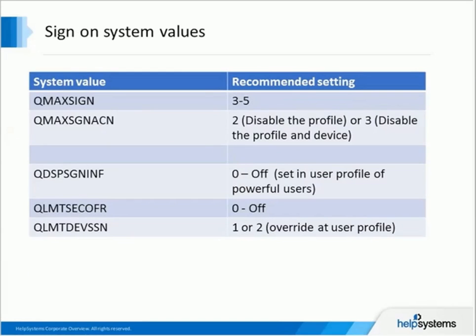Okay, so moving on to some other types of system values. There are system values that allow you to control sign-on. So QMAXSIGN is the system value that says how many times you allow somebody to try to remember their password after they changed it before they went on vacation. And when they can't remember it, which is usually the case with me, what happens? Do you disable the profile, or do you disable the device and the profile? You always want to disable the profile for sure.